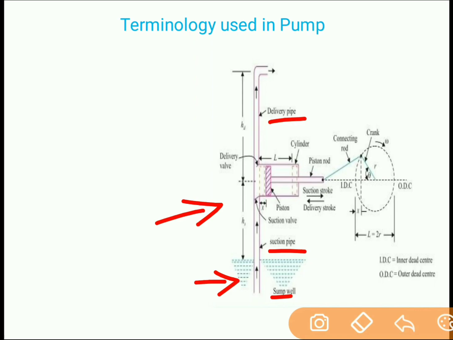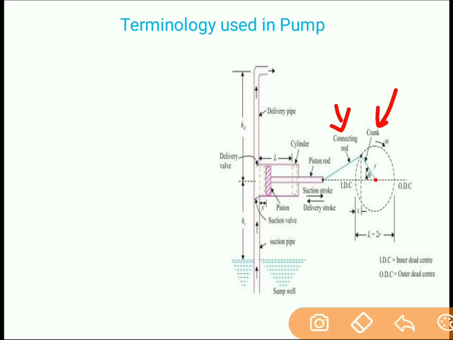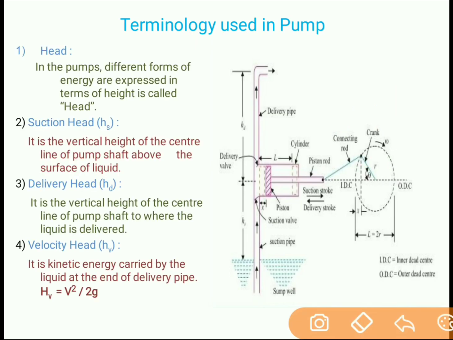One end of the suction pipe is connected to the piston and the cylinder mechanism. So this is nothing but a pump which consists of piston and the cylinder. Piston is connected to the connecting rod and connecting rod is connected to the crank. This crank is connected to the prime mover such as an electrical motor or any other device. Because of this prime mover, this crank will rotate. So we are supplying energy to the pump with the help of the prime mover at the crank. The crank will rotate with the angular velocity omega.